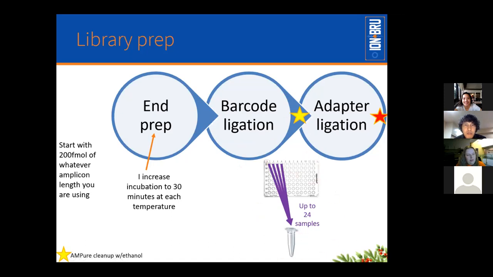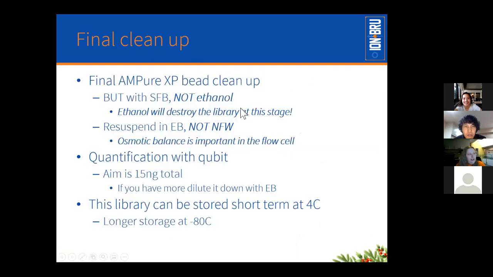But once you've pooled however many you want to pool, you've got your adapter ligation as described in the protocol. And then you've got another ampure cleanup, but it's a little bit different. You need to make sure you do not use ethanol. If you use ethanol at this point, your library is dead because you have your motor proteins in there and the ethanol will destroy them.